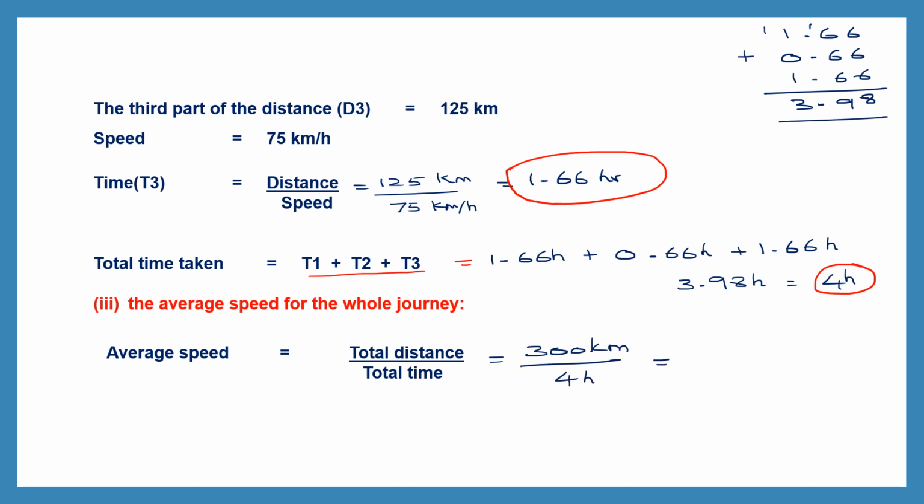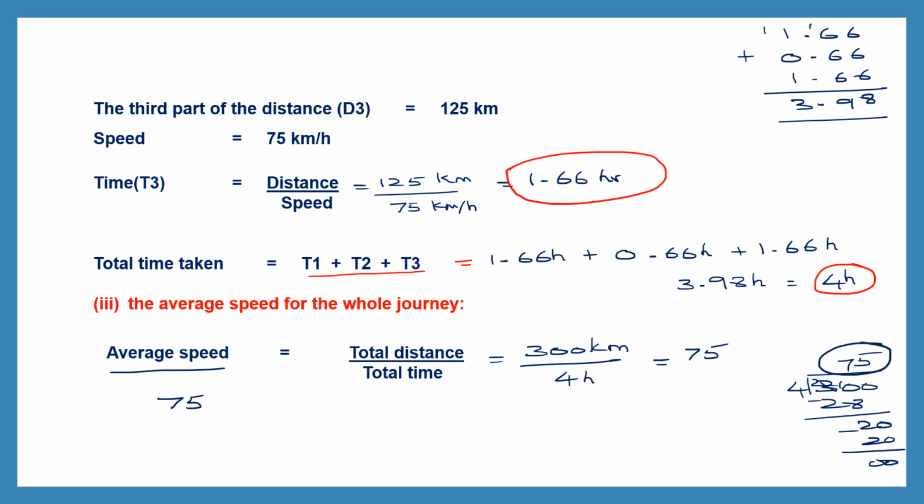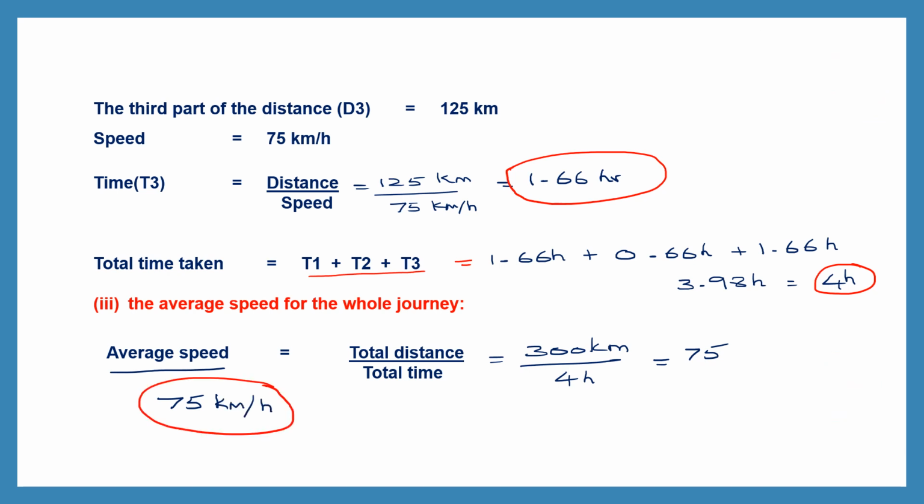Now we have to divide this to find the average speed. So let's divide 300 by 4. 4 sevens are 28 minus, 30 minus 28 is 2 and 0, 20, 4 fives are 20 minus 0. So we've got 75. So that we can write there 75. So we have found the average speed and that is 75 kilometers per hour. So we have found our final answer here for the third part of the question. The average speed for the whole journey is 75 kilometers per hour.